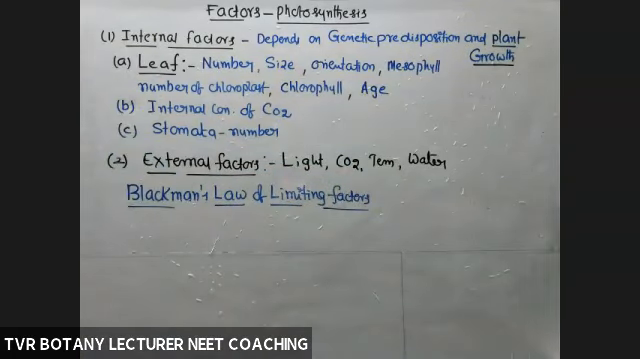For example, here I'm taking all these factors: light, CO2, temperature. Light is optimum, temperature optimum, water optimum, but CO2 is not optimum, less than required. Definitely the rate of photosynthetic yield declines. If a proper concentration of CO2 is restored and maintained, definitely the rate of photosynthesis increases.